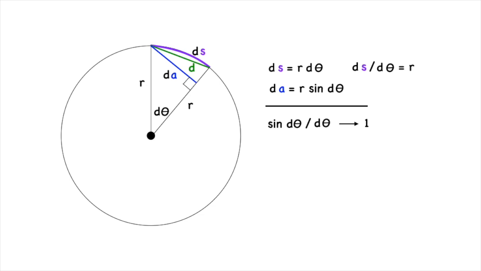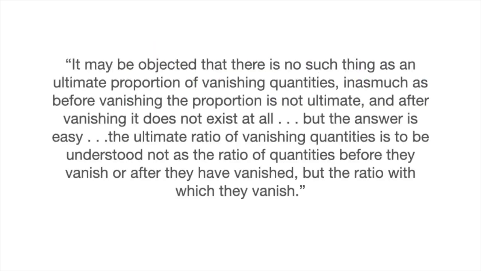The issue of the ratio of vanishing quantities had for a long time been the subject of debate, sometimes of fierce debate. Here is how Newton tried to explain his position. Newton wrote, "It may be objected that there is no such thing as an ultimate proportion of vanishing quantities, inasmuch as before vanishing the proportion is not ultimate, and after vanishing it does not exist at all. But the answer is easy. The ultimate ratio of vanishing quantities is to be understood not as the ratio of quantities before they vanish or after they have vanished, but the ratio with which they vanish."